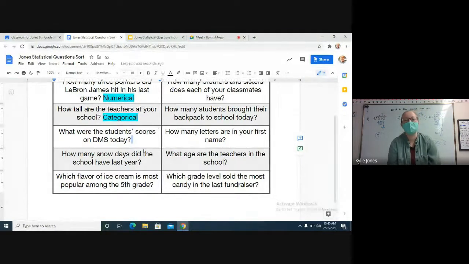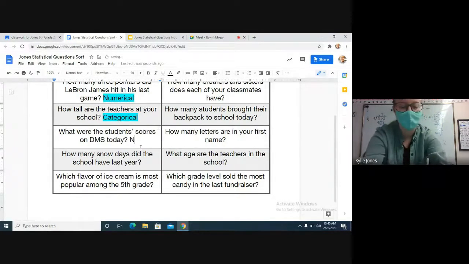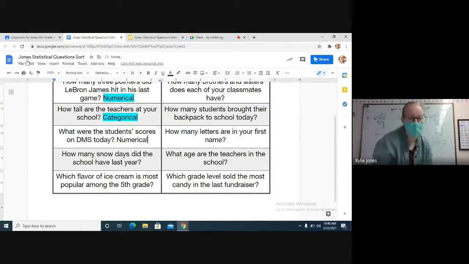All right. Our next one, number 3. What were the students' scores on DMS today, which is a test? Is that numerical or categorical? That is numerical. Those are numbers in data. That is a numerical one.